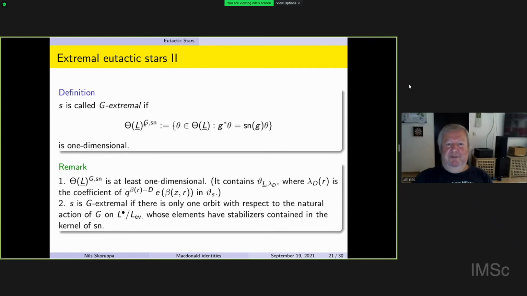If this space of all thetas, in the space of elementary theta functions for the lattice L, contains only one function which satisfies this identity, so the space is one-dimensional, then we call it G extremal. As you will see in a moment, G extremal implies, of course, that we have an extremal eutactic star. But not every eutactic star is G extremal for some group G. It's sometimes sufficient to look at G extremal to get something.